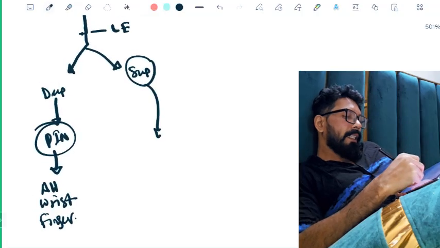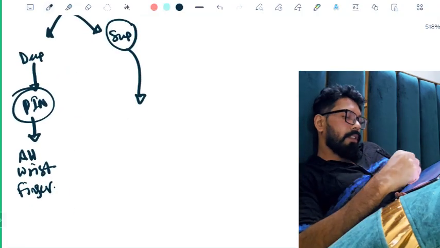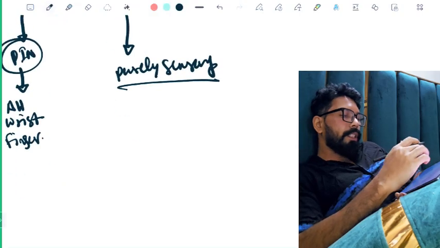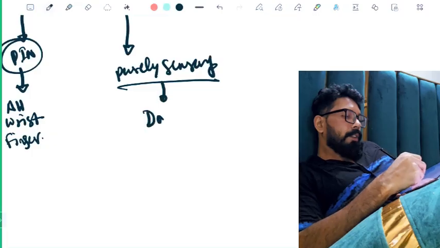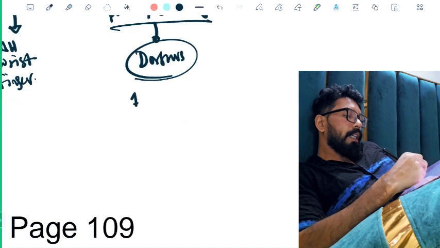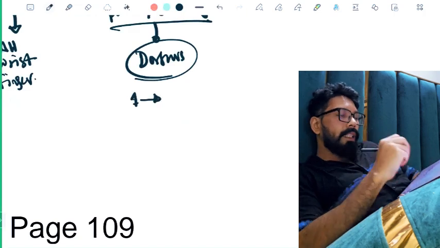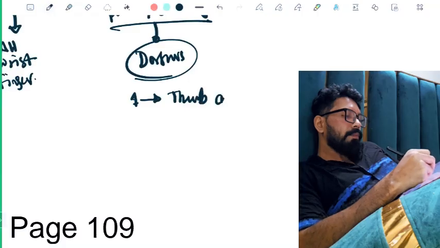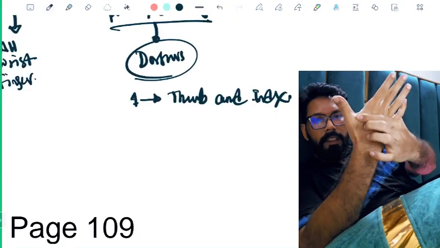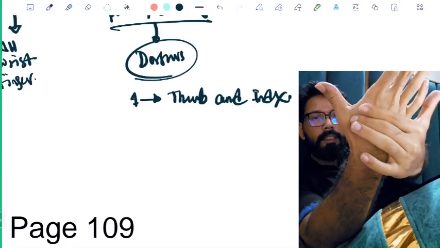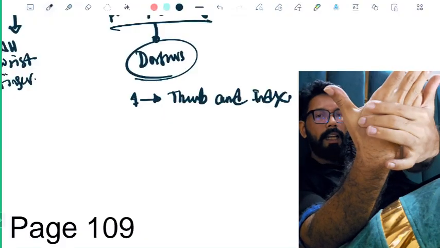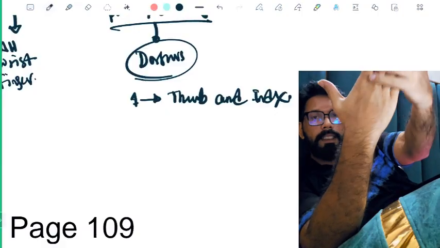The superficial radial nerve is a purely sensory branch, which will supply the dorsum of the hand. Specifically, number one, an isolated area in between your thumb and index finger. This isolated area, only this part, is supplied by the superficial radial nerve in isolation. Other parts are on the lateral side, the thumb side.